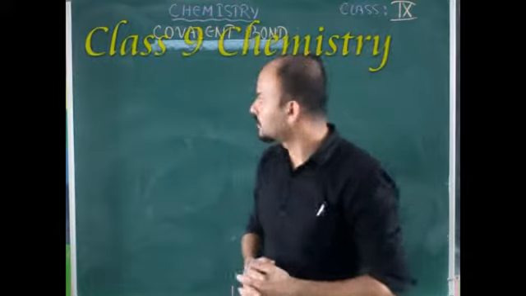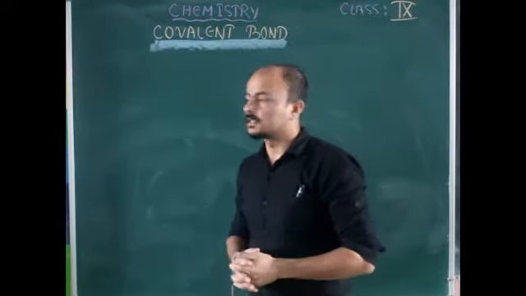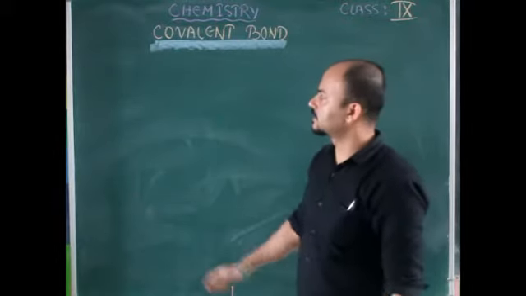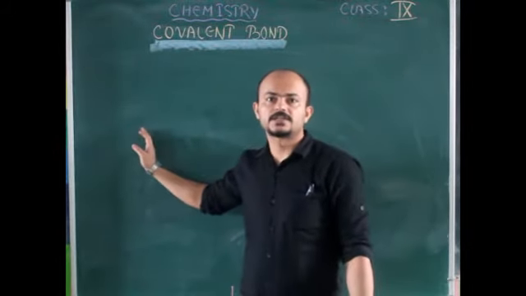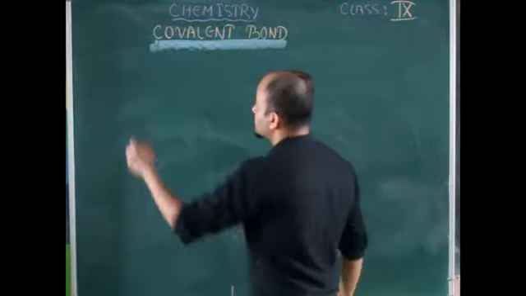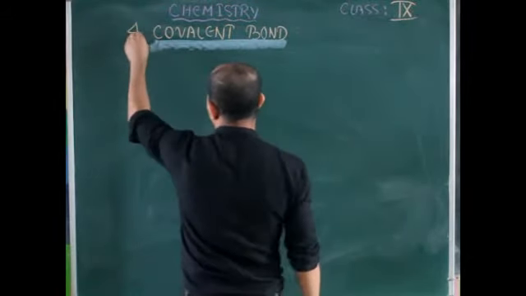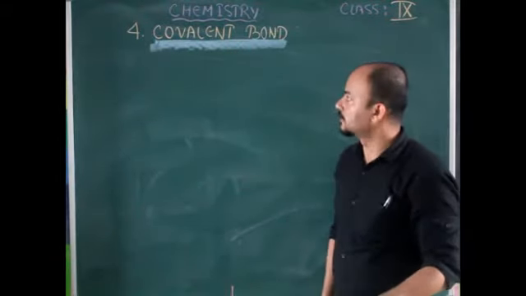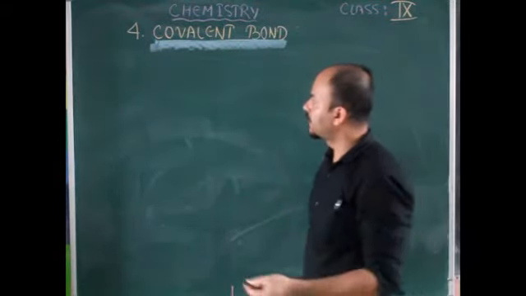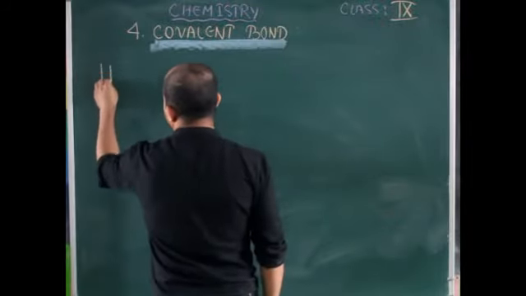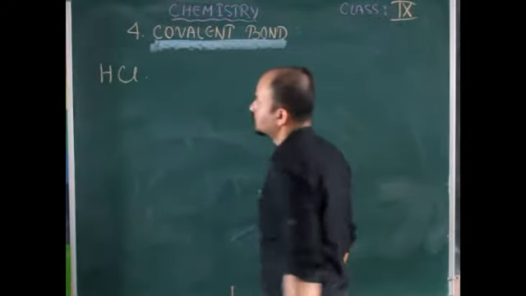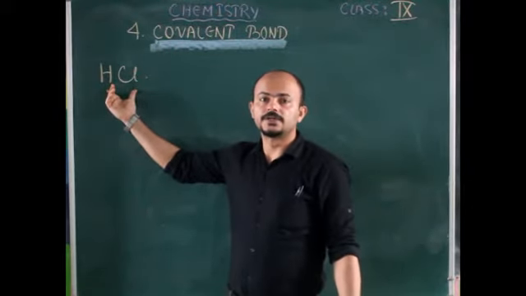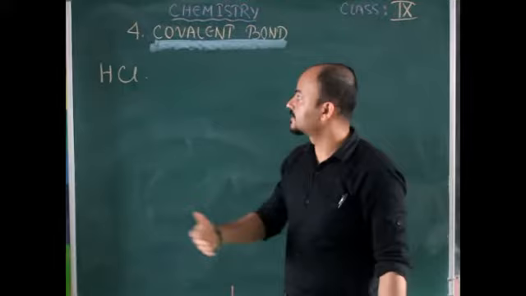Class 9. Today we'll be continuing with our discussion on covalent bonds. In our previous video we discussed different structures of covalent bonds, and this is the continuation of chapter 4. So today we will be discussing the molecule of HCl. This HCl is a compound where a covalent bond is involved.